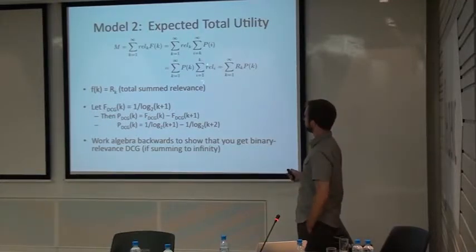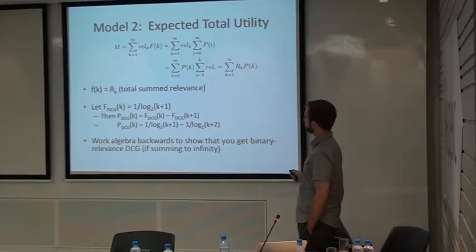And so hopefully that will illustrate how these things are characterized and how you can think about them. Okay, so the first model is the expected utility at stopping rank. And the exemplar here is rank biased precision.